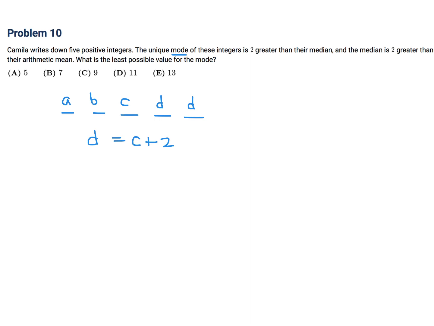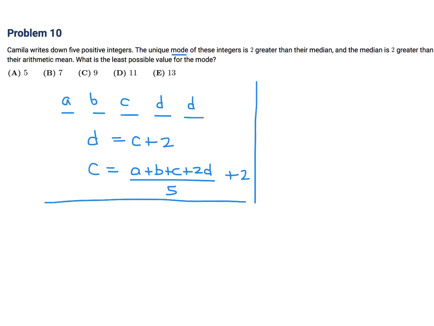And then they tell me that the median is 2 greater than the mean. So the median is C, and the mean is just the average. So that's A plus B plus C plus 2D all over 5. And the median is 2 greater than that, so plus 2. All right, so that's pretty much the setup.